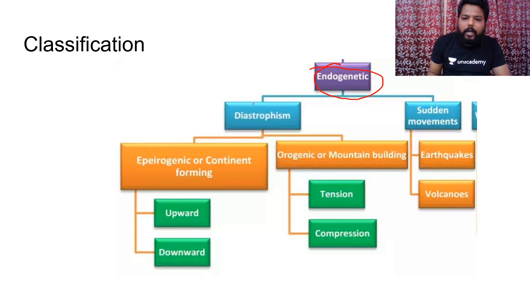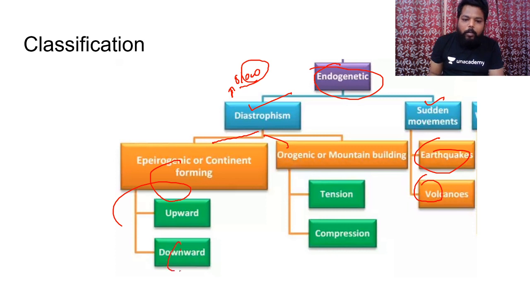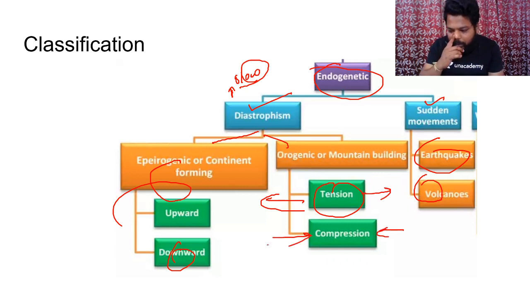So simply this is one another tabular column. Classification: endogenic, it can be derived as diastrophic, sudden includes earthquake, volcanoes, and diastrophism, very slow forces which takes huge amount of years, which can't be seen with our naked eye. They are epirogenic and orogenic. Epirogenic have upward movement and downward movement, and orogenic have tensional forces which are moving away from each other, compressional forces which are moving towards each other. Please do remember this tabular column. This mind map will be helping you in every regard.